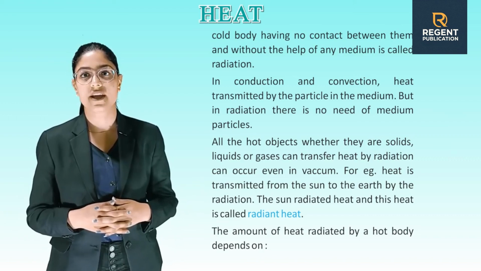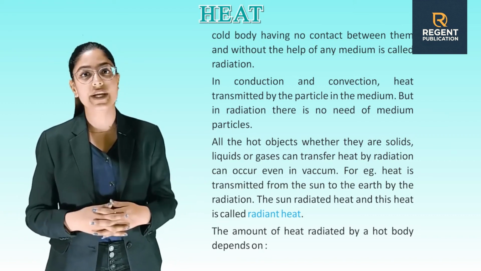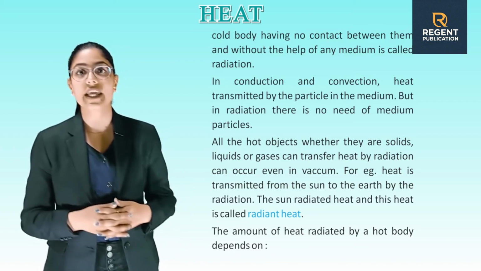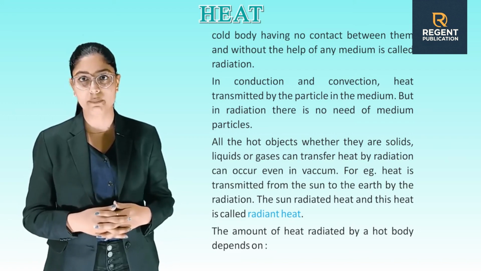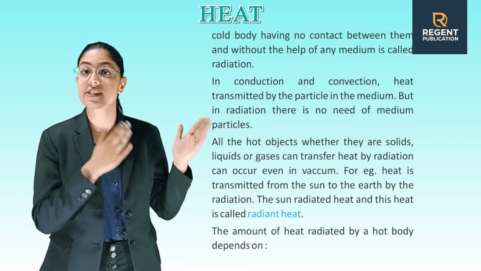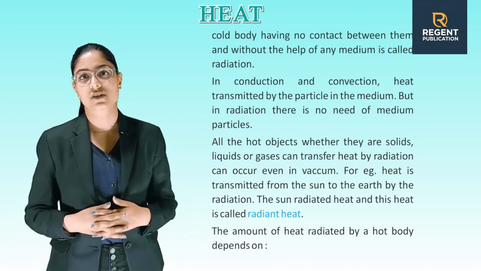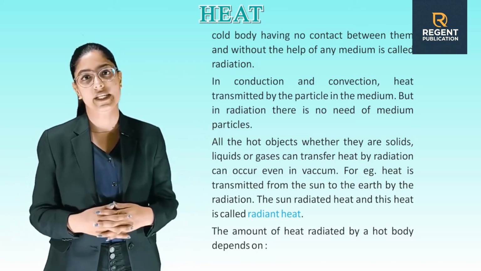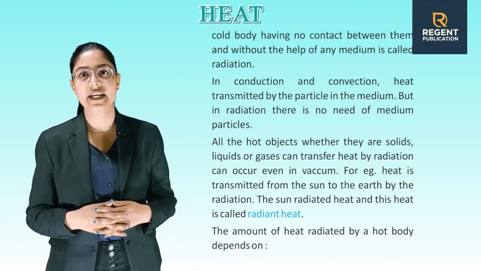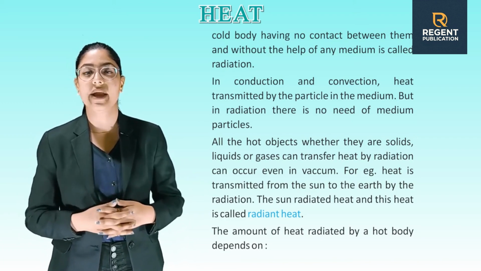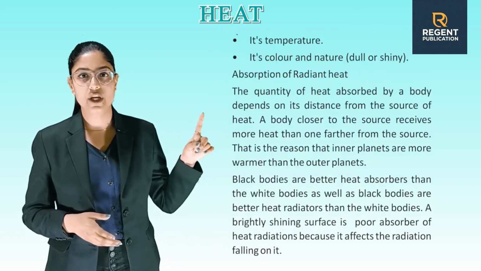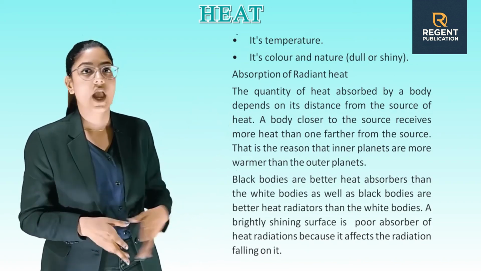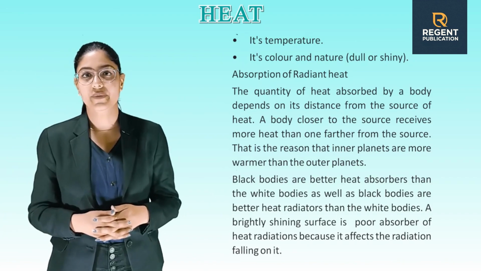All hot objects, whether they are solids, liquids or gases, can transfer heat by radiation, which can occur even in vacuum. For example, heat is transmitted from the sun to the earth by radiation. The sun radiates heat and this heat is called radiant heat. The amount of heat radiated by a hot body depends on, first, its temperature, second, its color and nature, dull or shiny.